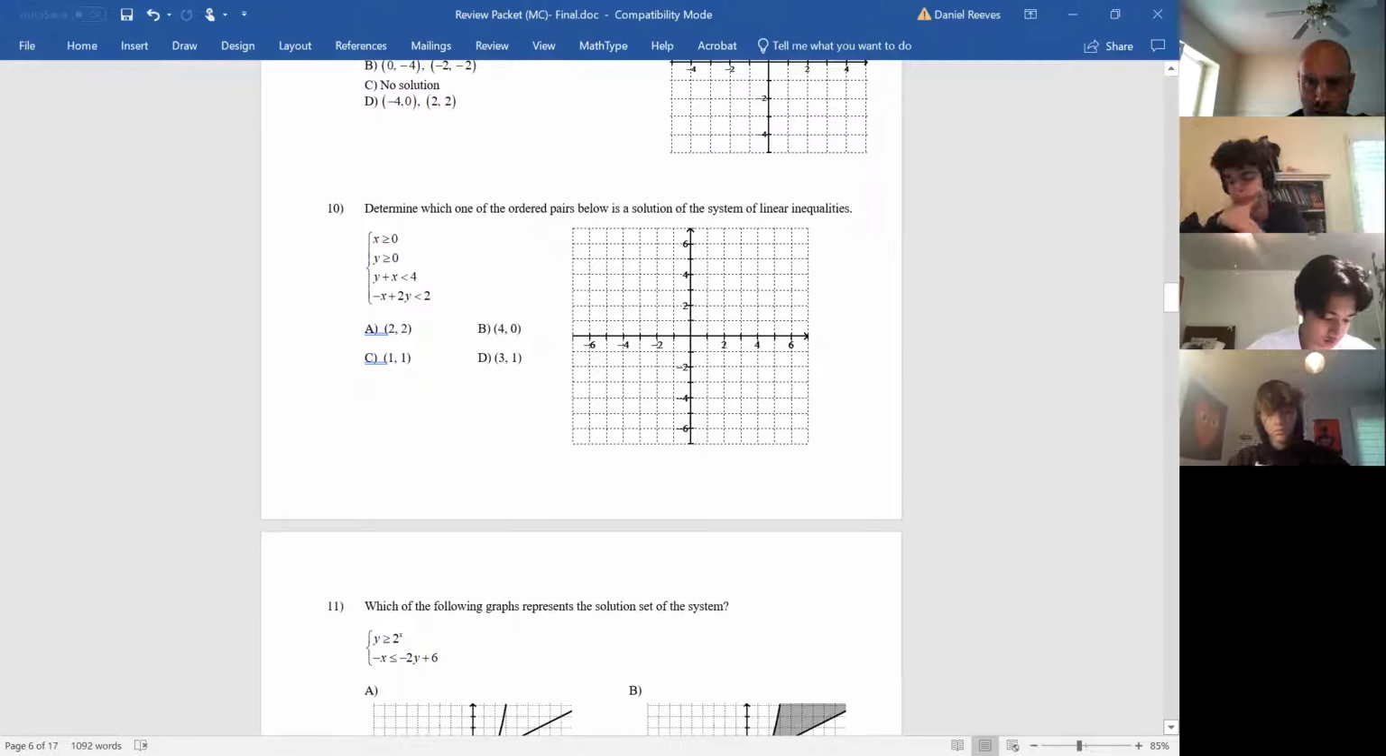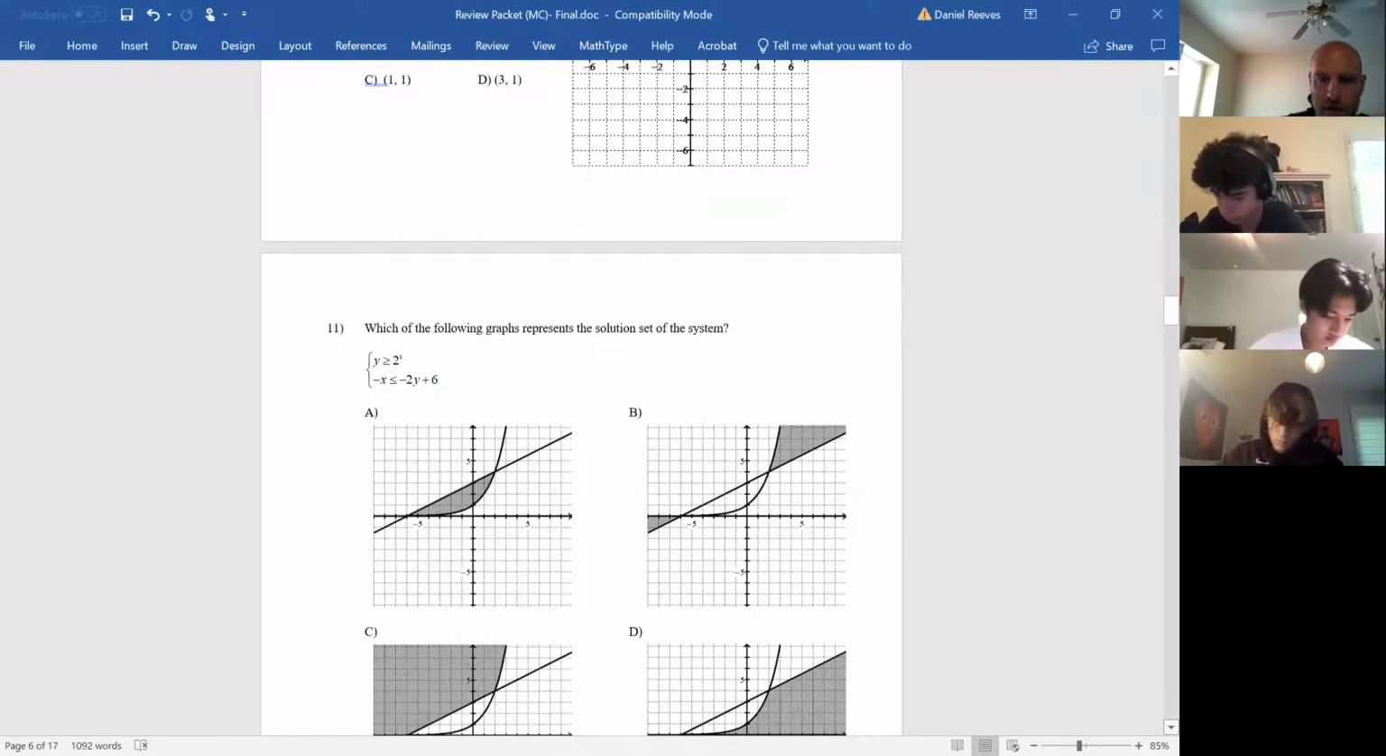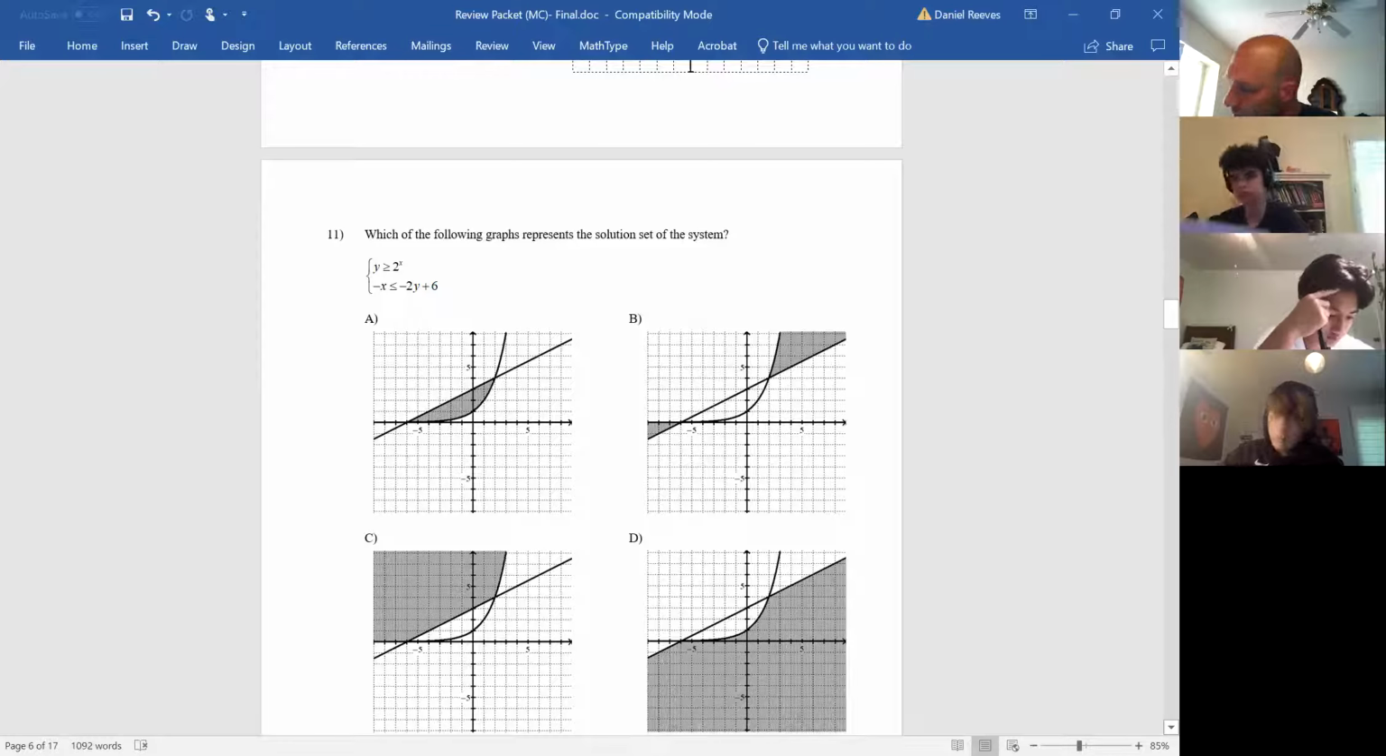All right. Number 10. What would I call that? System of linear inequalities. Great. It is a system of linear inequalities. It says so right there. Number 11 looks like a system of nonlinear inequalities.